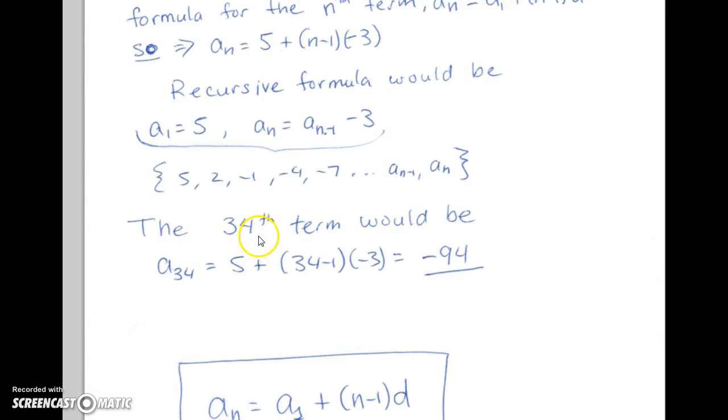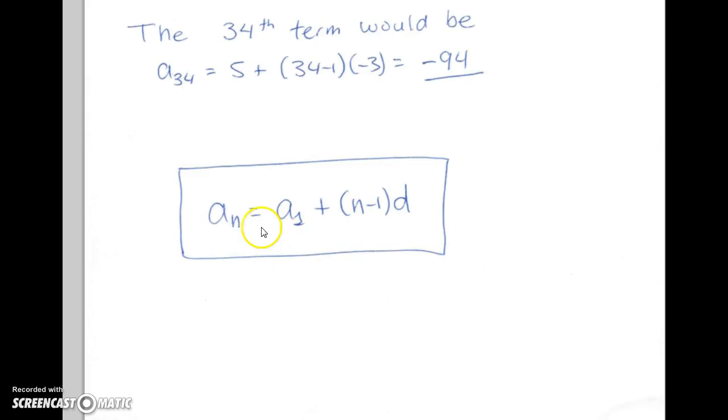All right, for the 34th term, a sub 34 equals 5 plus 34 minus 1, which is 33, times the difference of negative 3. And the 34th term is negative 94. All right, remember this formula? The nth term is a sub 1 plus n minus 1 times d. All right, you'll definitely see that. Okay, now let's try page 2. Let's see how this works out.